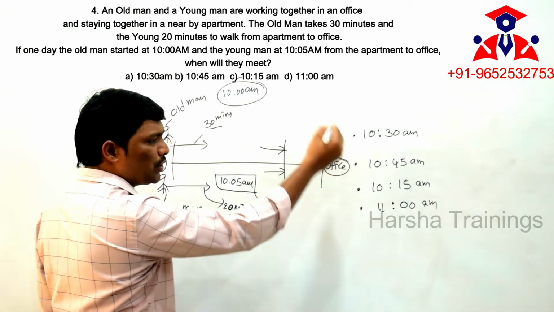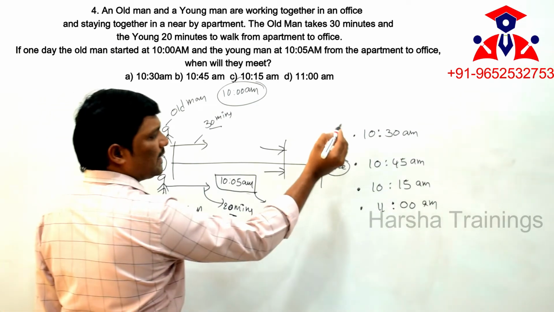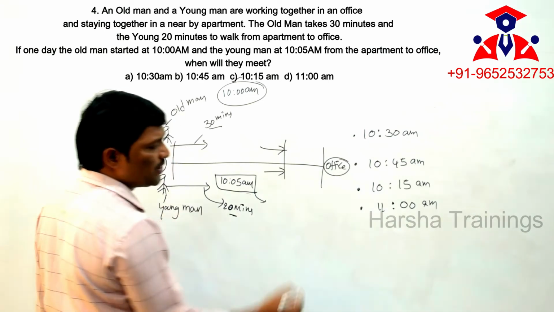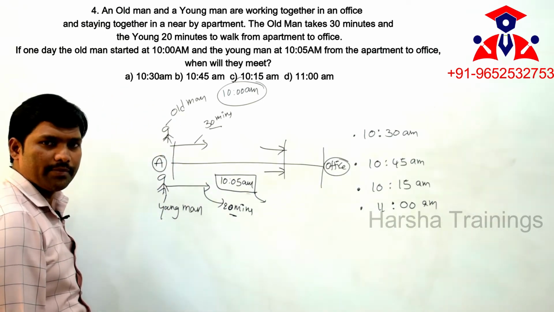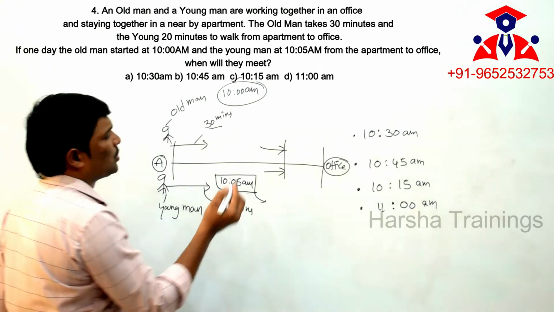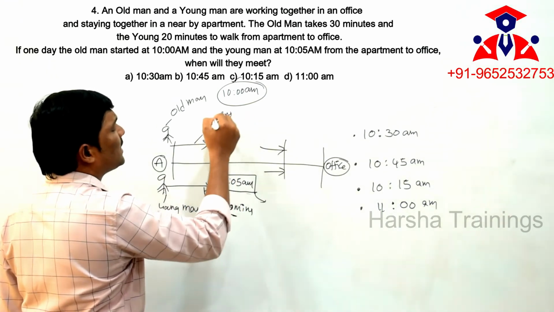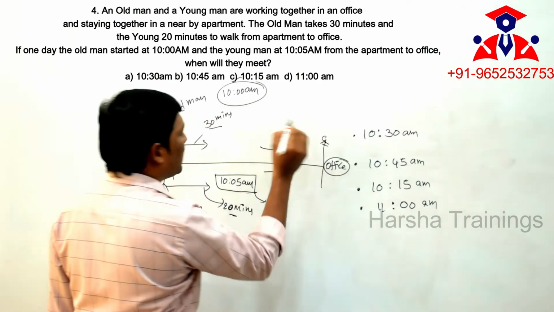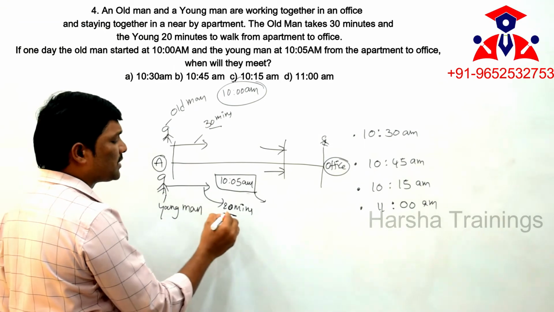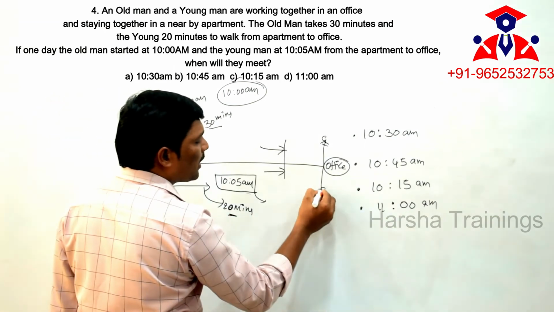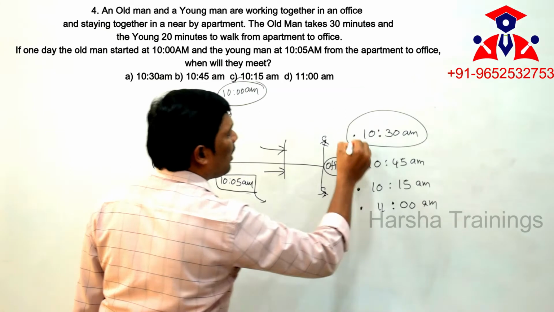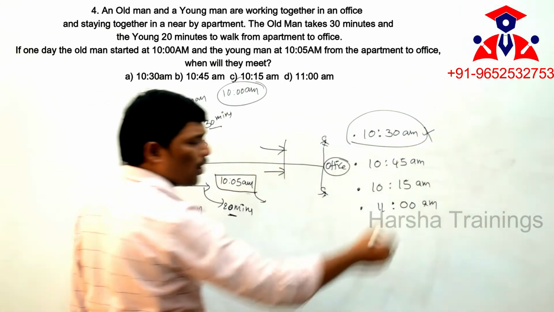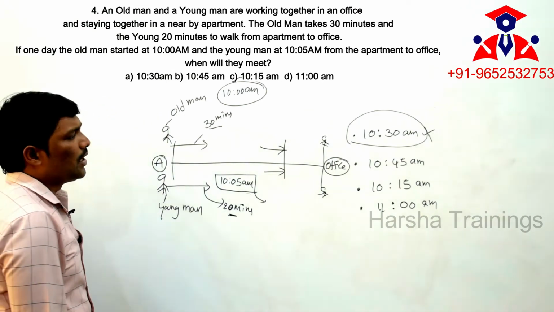The given options are, I'm going to use option verification, guys. The first option is 10:30, the second option is 10:45, the third option is 10:15, and the fourth option is 11 a.m. Look at the screen, guys. The old man takes 30 minutes, so he is in the office at 10:30, and the young man takes 20 minutes. Both are in the office at 10:30, so the first option is the wrong option.